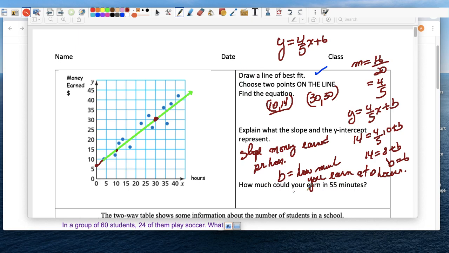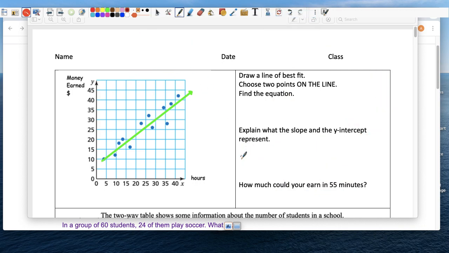Okay, and then how much would you earn in 55 minutes? Well, you use the equation y equals 4/5 x plus 6, and then we're going to do y equals 4/5 times 55 plus 6. 11 times 4 is 44. 44 and 6, y equals 50. There you go. All right, so again, that's a part B question on your test next week.